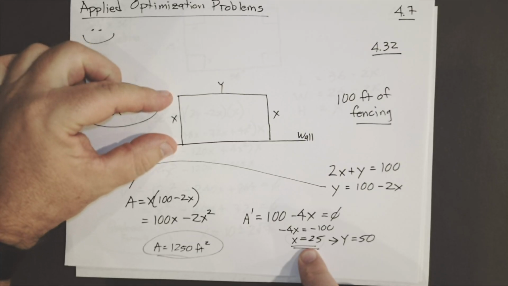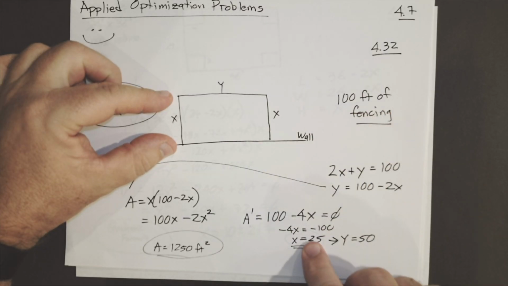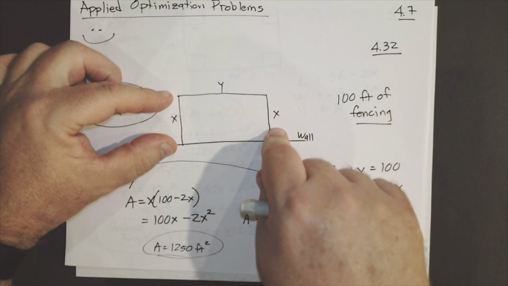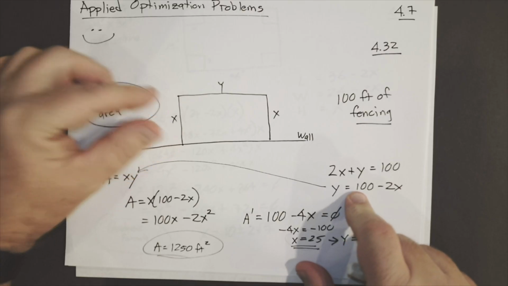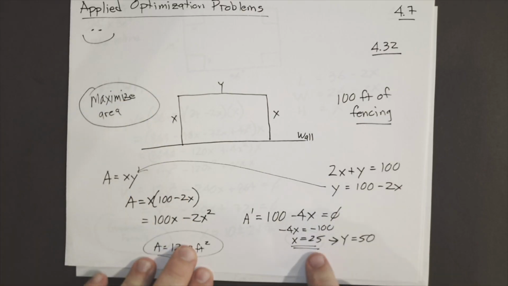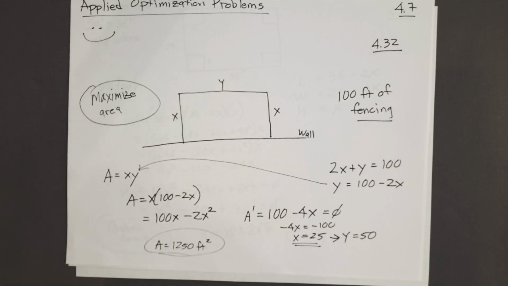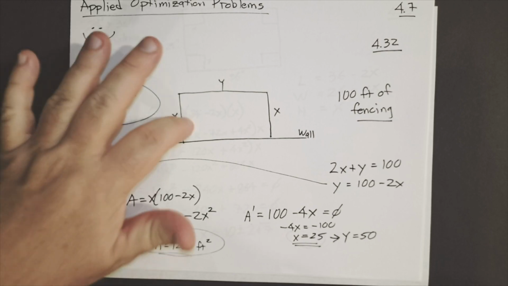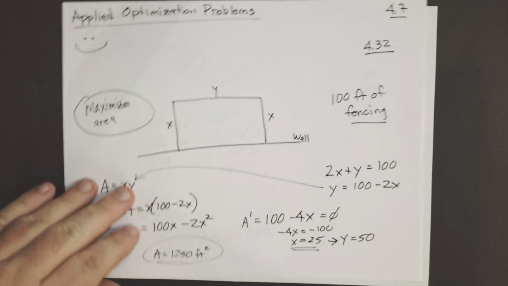So if it says, hey, what are the dimensions? Well, it's 25 by, well, what? Well, if both of these are 25, then the missing side would be 50, right? 25 plus 25 is 50 via this equation. If I want to know what the area is, I would take that 25 and 50 and multiply them together, and I get 1,250. So it's 1,250 square feet. That's the actual area. So be careful when you're looking at the problem for what it is actually asking.